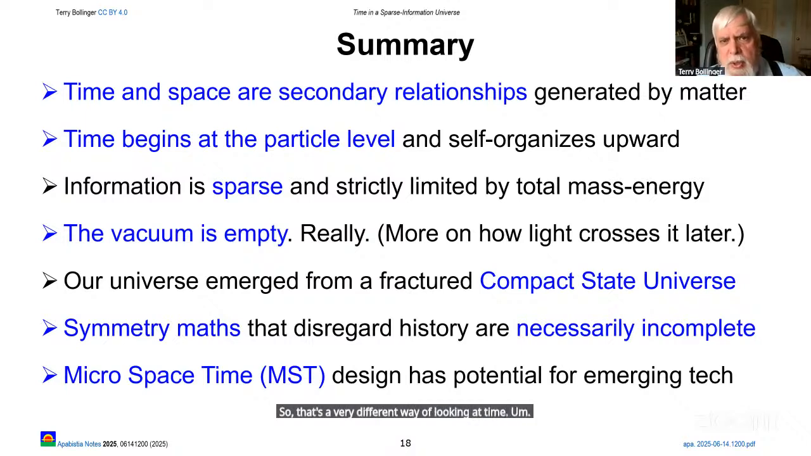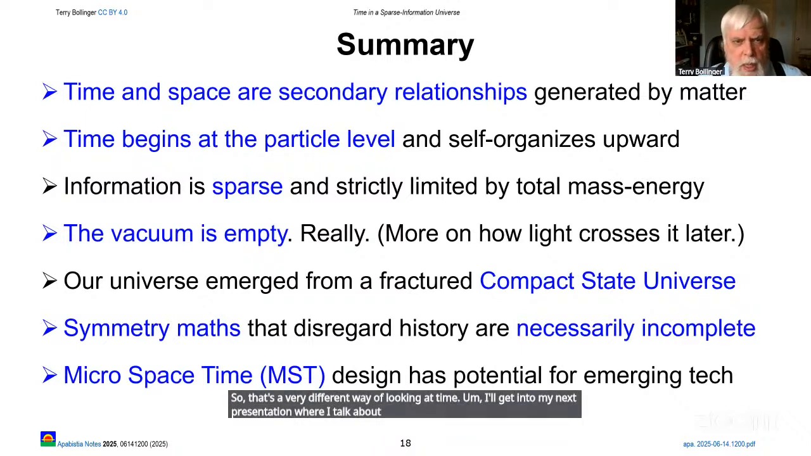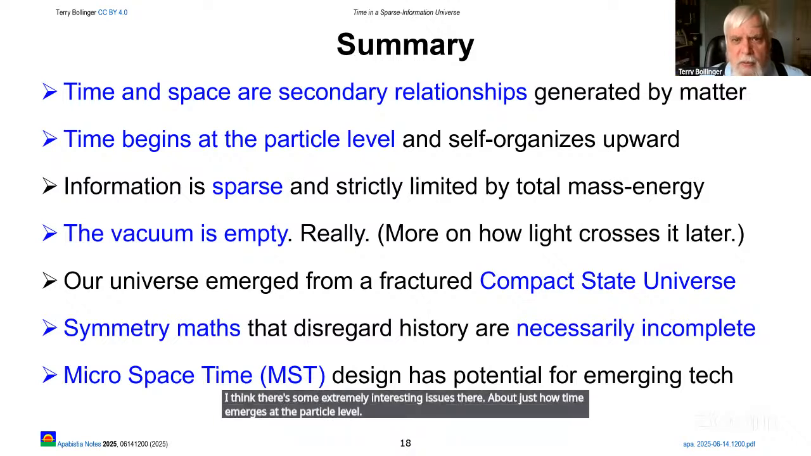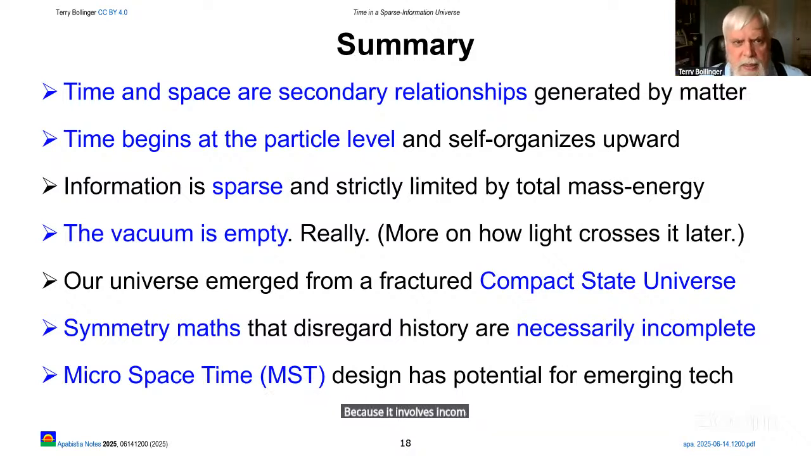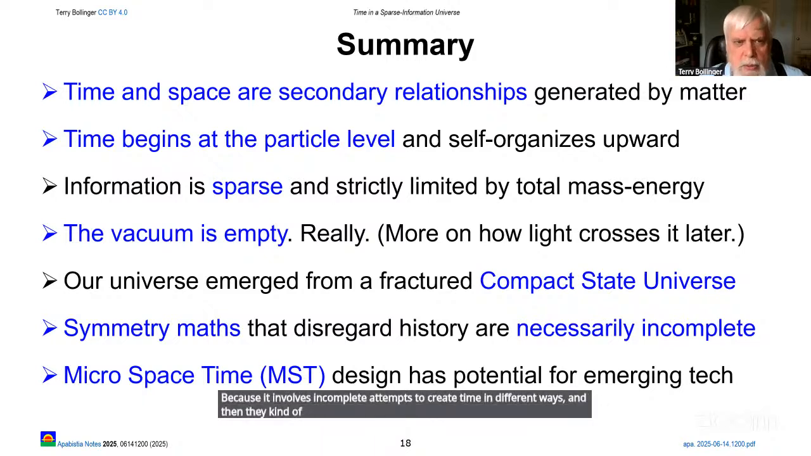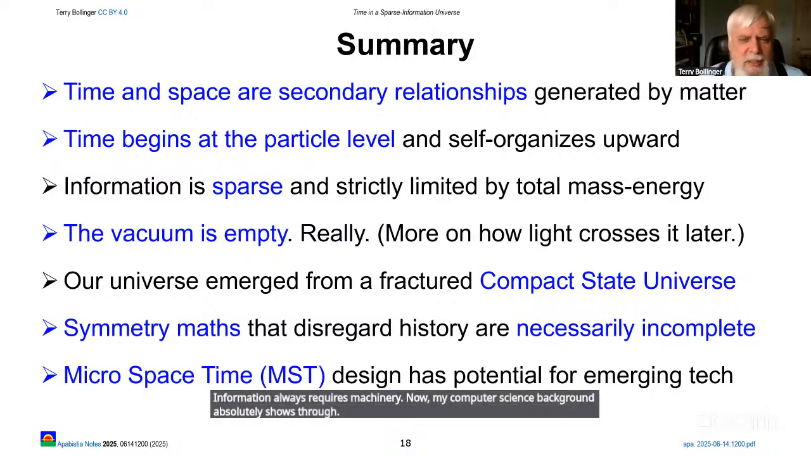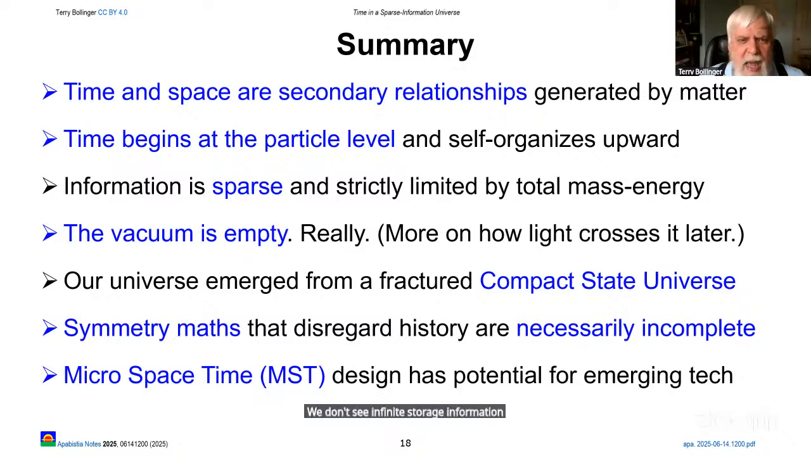I'll get into my next presentation where I talk about particle physics more. I think there are some extremely interesting issues there about just how time emerges at the particle level, because it involves incomplete attempts to create time in different ways, and then they kind of get together and create something interesting. Information is sparse. Maybe that was the second message I would want to get out. Information always requires machinery. Now, my computer science background absolutely shows through, but I'm also just saying this is what we see in physics. We don't see infinite storage of information in a vacuum. It doesn't happen.